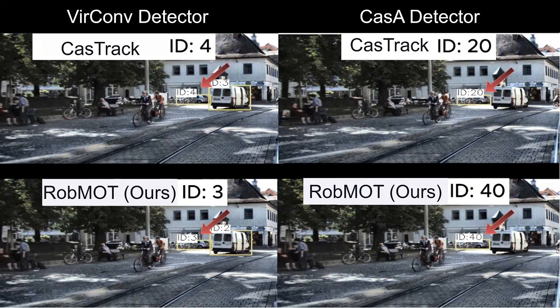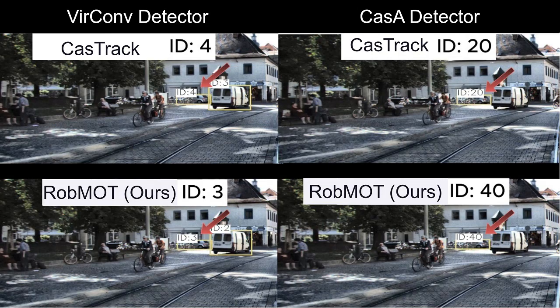Let's shift our focus to the gray car located behind the white van. CASTRAC identifies this car as ID 4 with VirsioNV detector and ID 20 with CASA detector. However, our framework assigns a different ID to it, ID 3 with VirsioNV detector and ID 40 with CASTRAC detector.